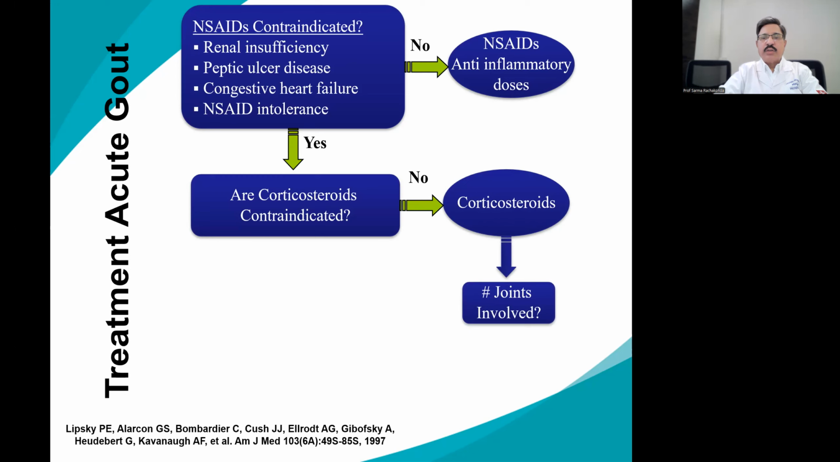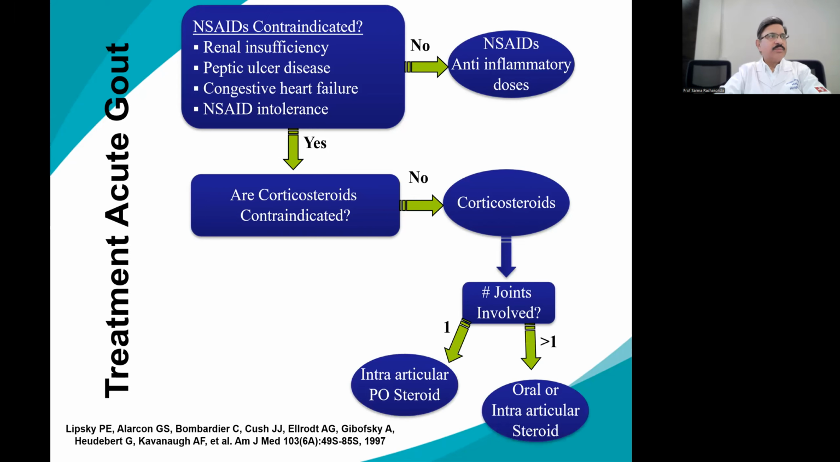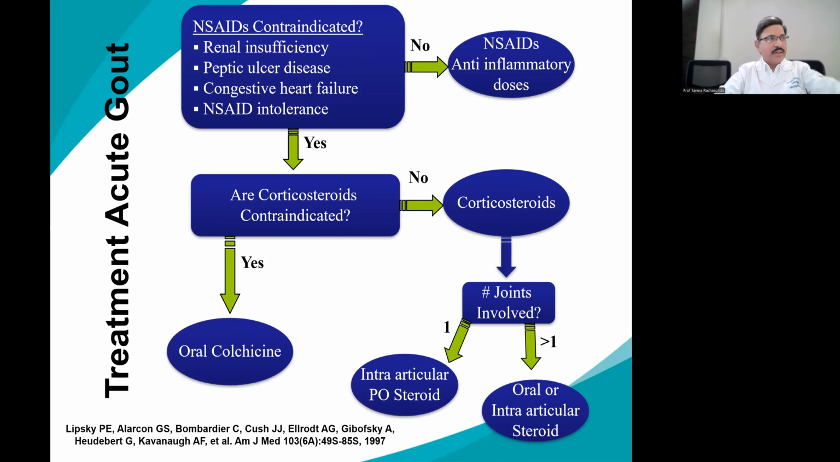Number of joints involved, you see. If there is only one joint, you don't give systemic steroid, give intra-articular steroid. If more than one joint is involved, give oral or systemic. That's the flow chart. If corticosteroids are contraindicated, then colchicine. This is the flow chart.